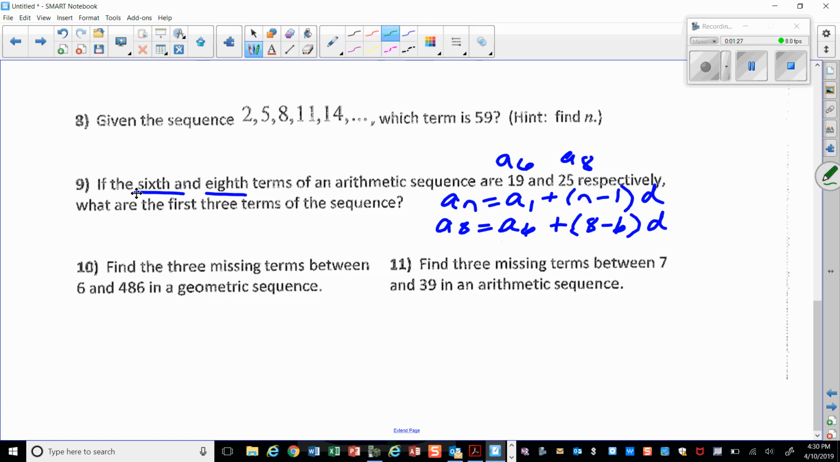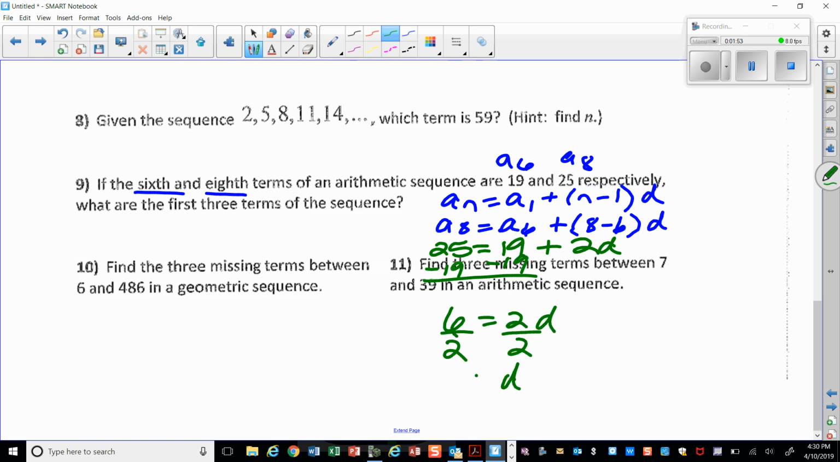So a sub 8, the last term, is 25. The first term is 19. The difference between those terms is 2, and then I've got d. Then I just solve for d. So I'll subtract 19 from both sides, and I get 6 equals 2d, so d equals 3.